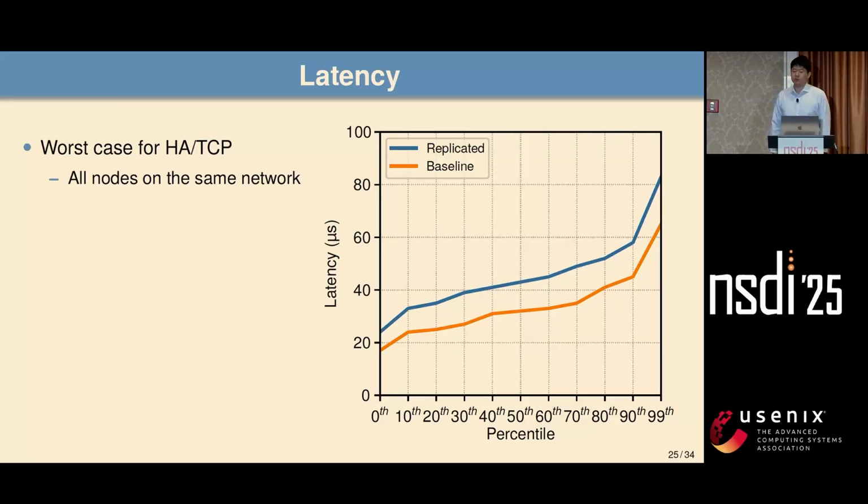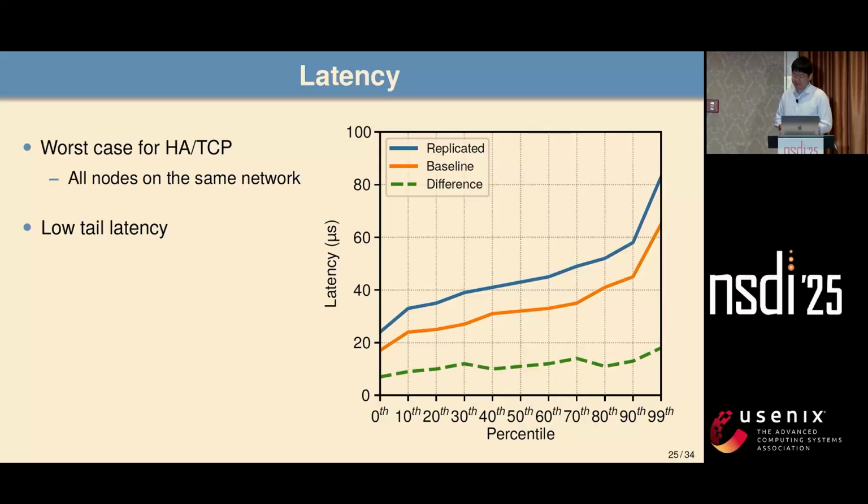For latency, we use a replication server with a load generator that issues 100,000 QPS load. And we use another node that issues 1,000 requests per second in order to measure the latency. And this also represents the worst case scenario because all nodes are connected to the same network switch and they are all in the same network.